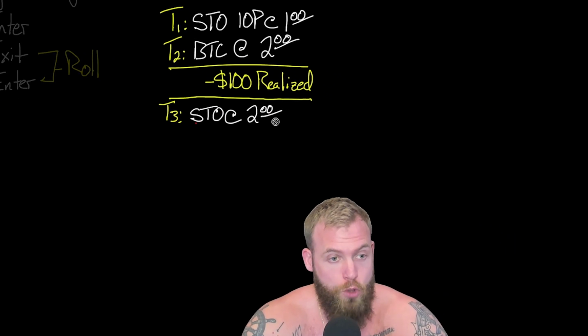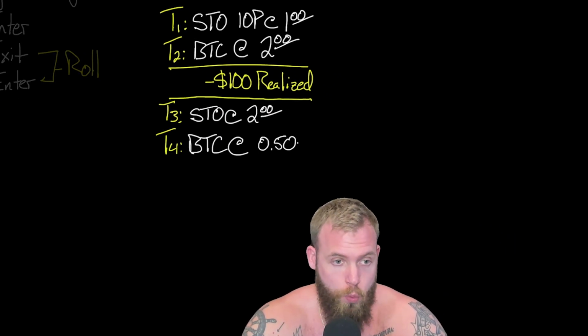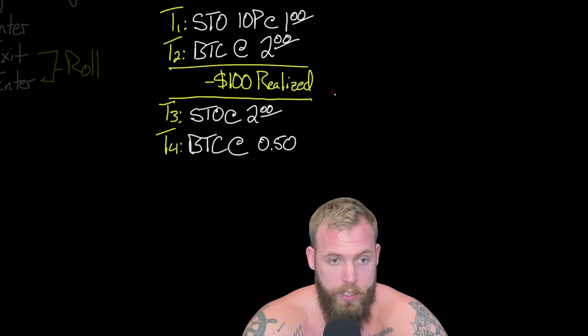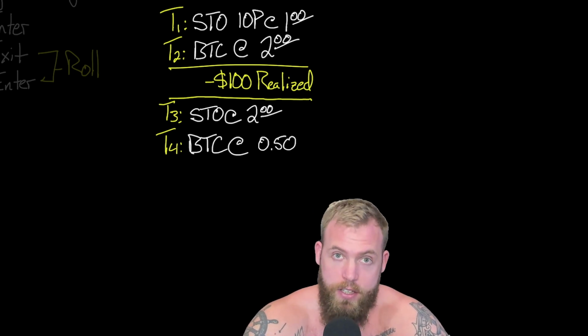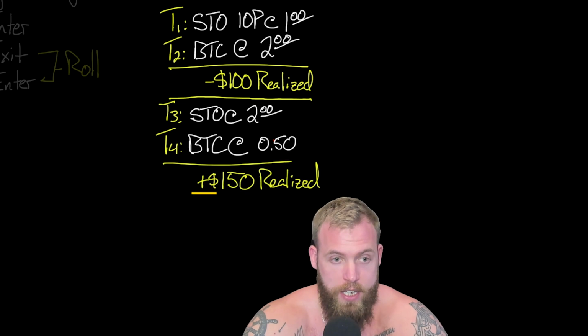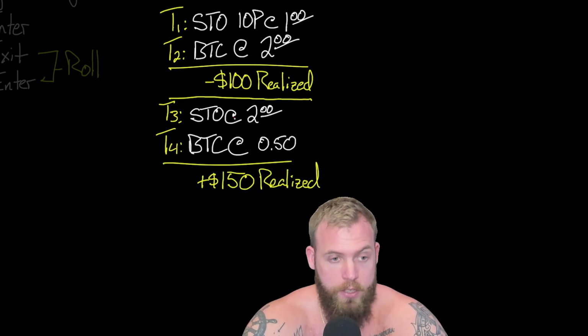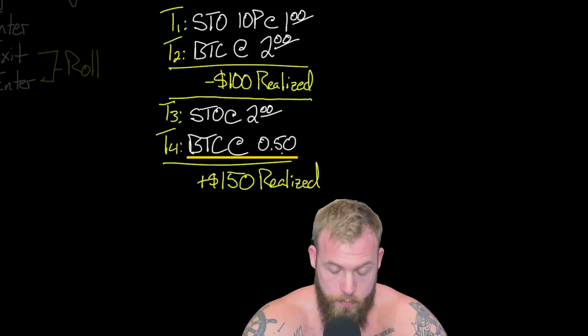So let's say trade 3 continues to chug along, it goes well, and we close that for 50 cents. What's happened here? Do you know what our realized P&L is at this point? In this case, we take in 150 bucks. We sold this option for $2, 200 bucks. We buy to close it for 50 cents, 50 bucks.